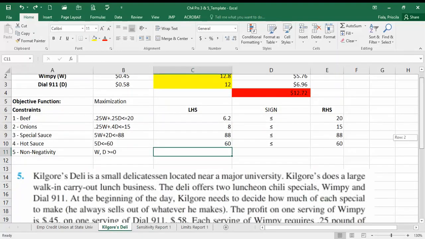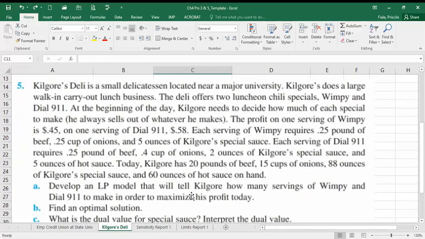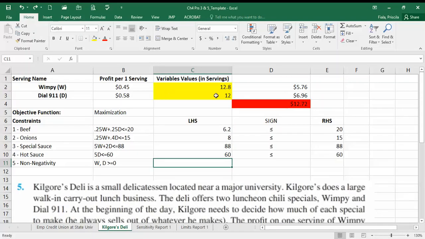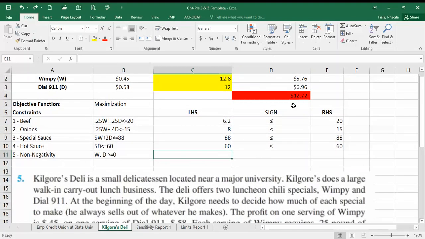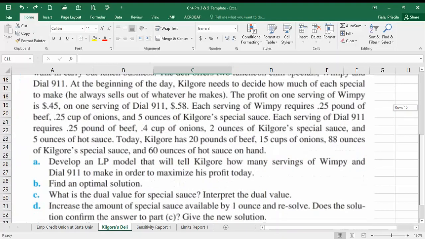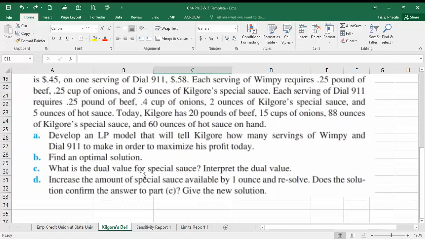So right here it asked how many servings of Wimpy and Dio 911 to make in order to maximize his profit today. Well, today would be 12.8 servings, or about 13 for Wimpy and 12 for Dio 911. B, what is the optimal solution, which is a combination of everything. So my dollar value is $12.72. What is the dual value for special sauce? Give an interpretation for the dual value.